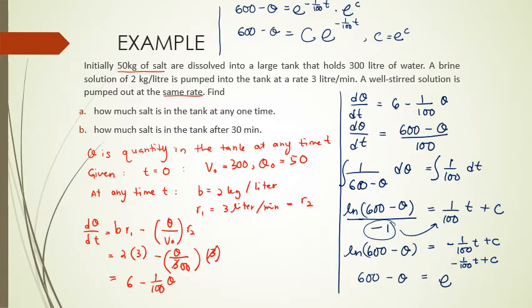Alright, so next, pergi pada soalan, how much salt is in the tank at any one time. Okay, so the answer is when t equal to 0. Bila dia kata at any one time ni, kita ambil yang Q kita initial lah. Initial ni, yang 50. Okay.